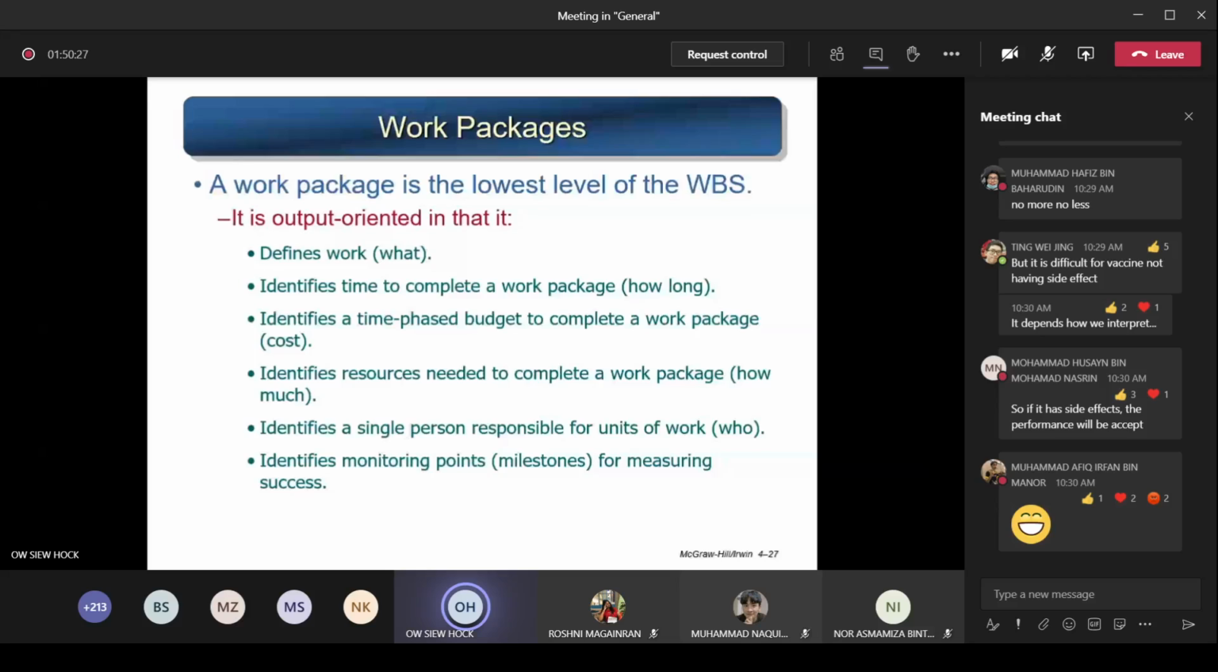questions. It also identifies a single person responsible for units of work. At this level, I can assign somebody, one owner. There can be many people working on the task, but one person can own the task, knowing how to carry it out and what you should produce. This person will know. It identifies monitoring points, the milestones for measuring success.